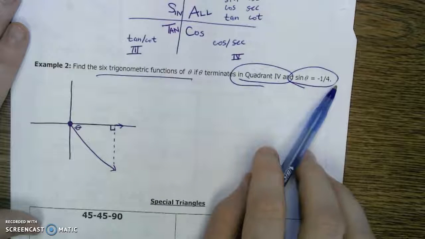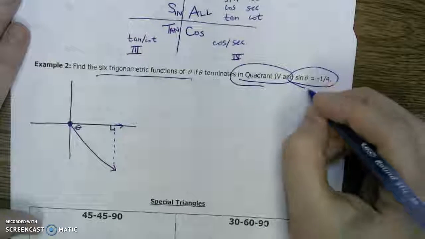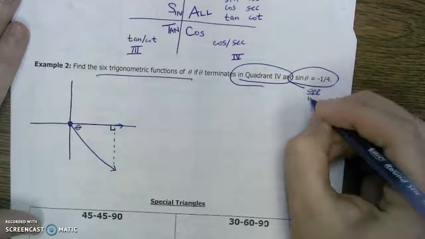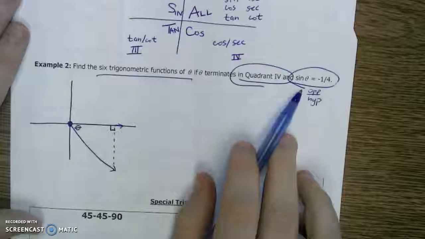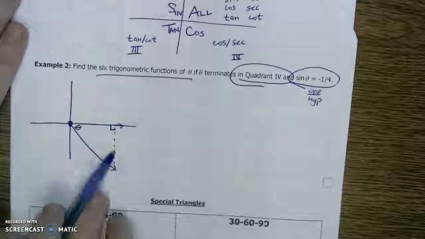It says the sine is negative 1/4. And we know that sine is opposite over hypotenuse. So that tells me that the opposite of theta is the 1.